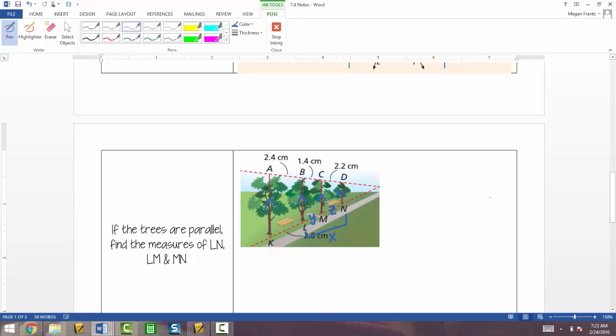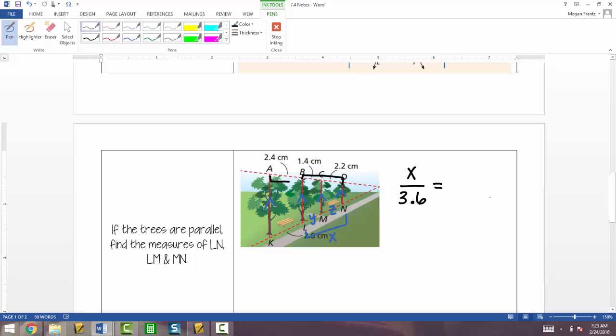So we can't solve for all of these at once, but we can solve for one at a time. So the first one I'm going to solve for is x. I know that x has to be proportional to this total distance up here. 1.4 plus 2.2 is 3.6. And then I've got to set that equal to something else I know.